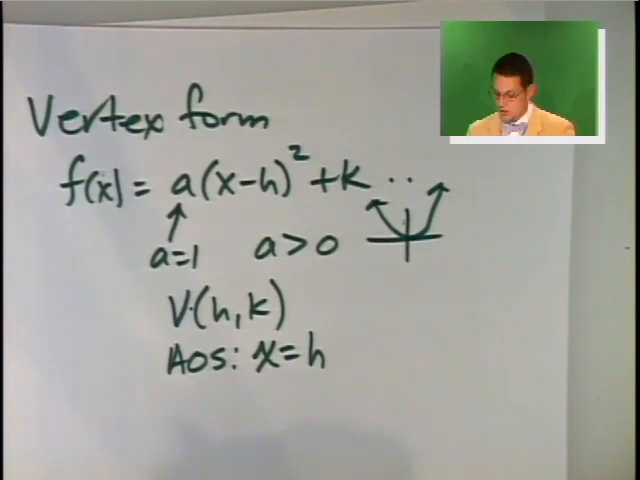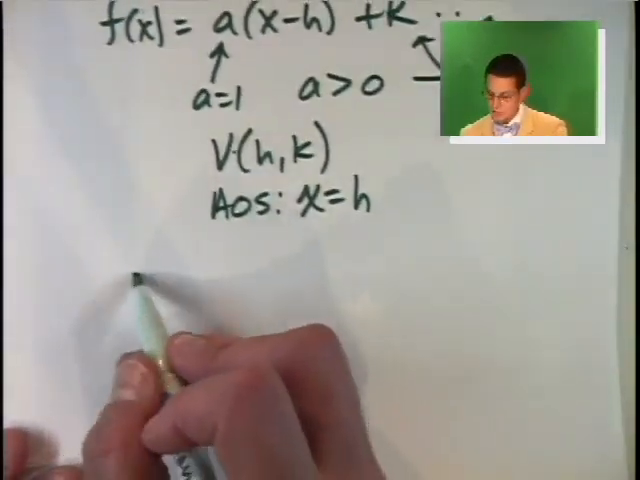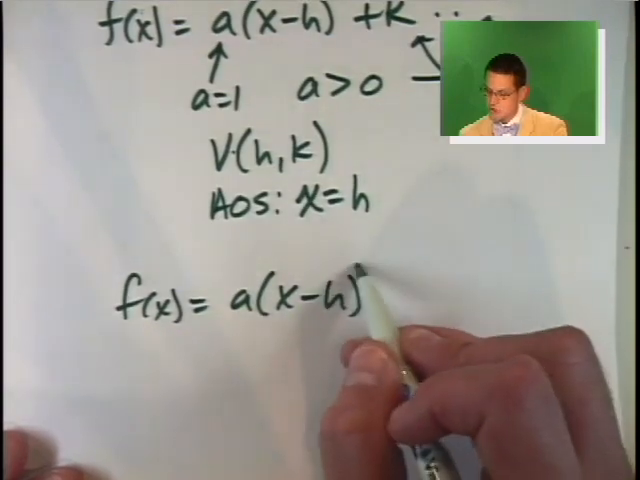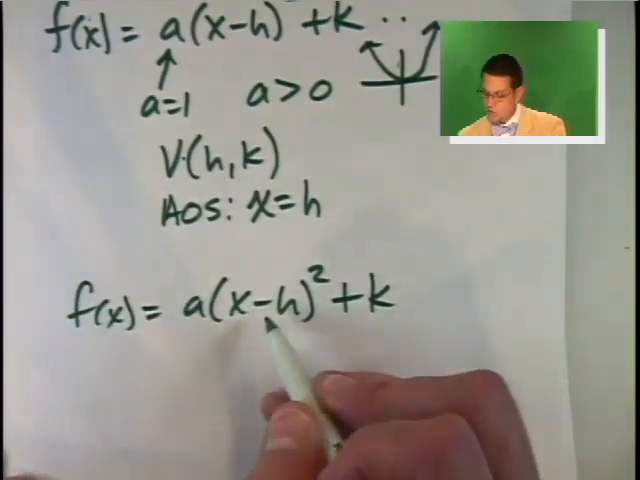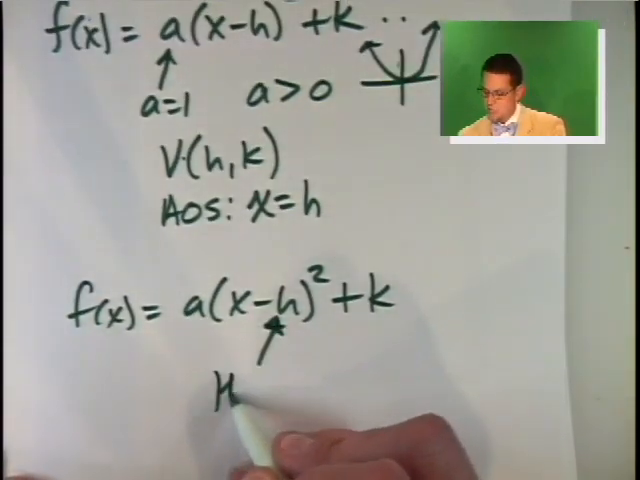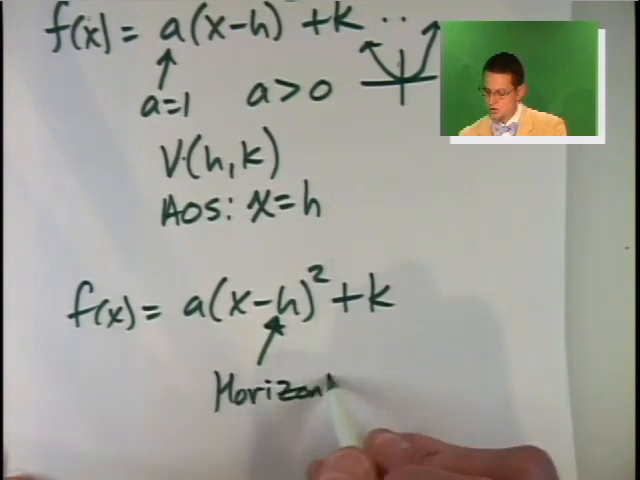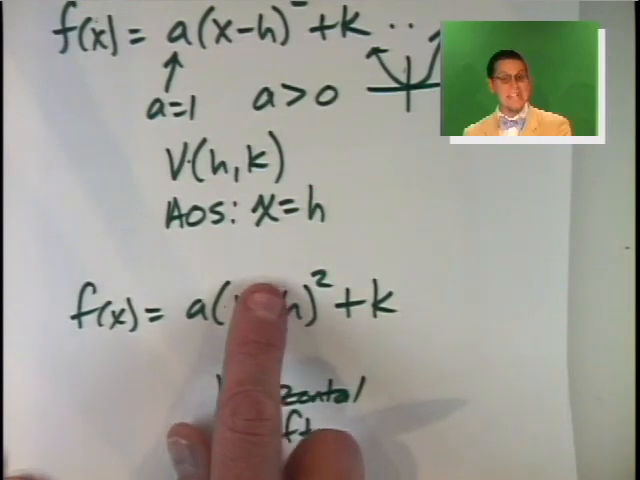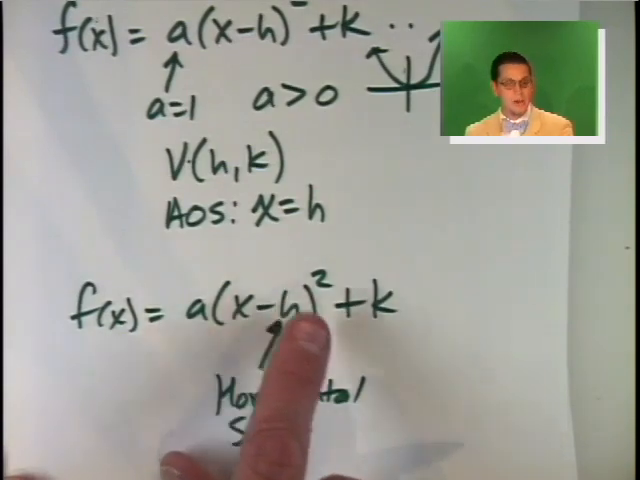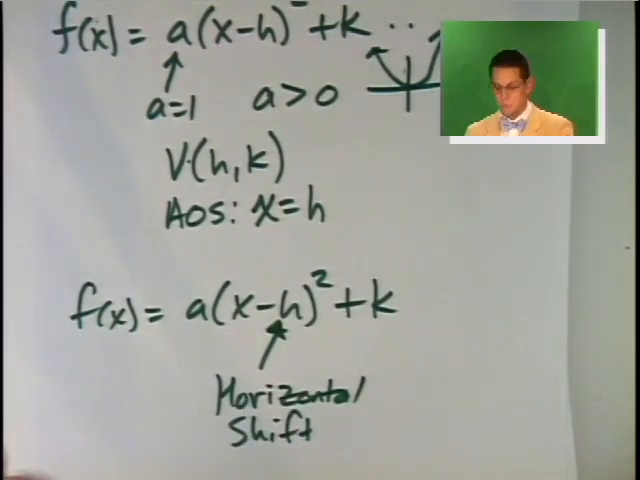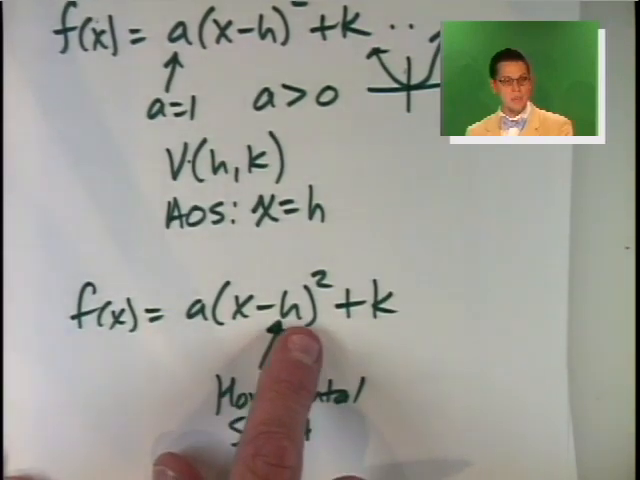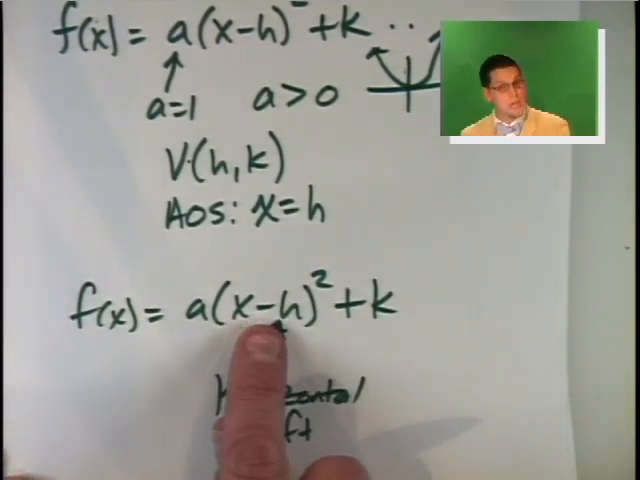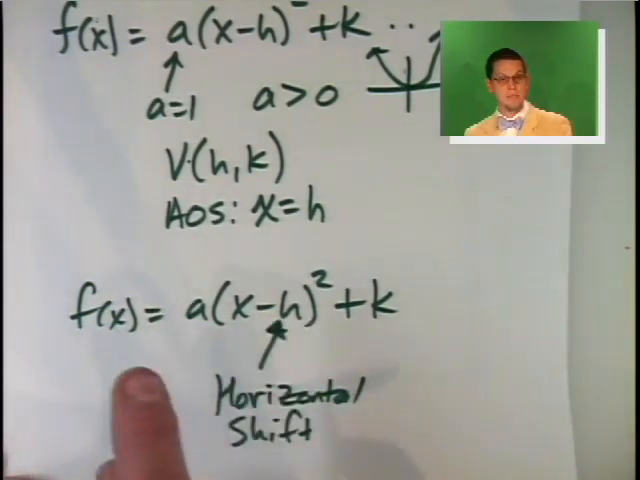Now what else did we learn? Well, let's go back to that form down here. f of x equals a times x minus h squared plus k. We know that inside, that's going to be our horizontal shift. That's going to move the graph left or right. It's happening inside the function before we square it. And it's opposite of what it appears. Okay? So if h is 5, if this was x minus 5, it would move to the right 5. If this was x plus 5, that would move it to the left 5.